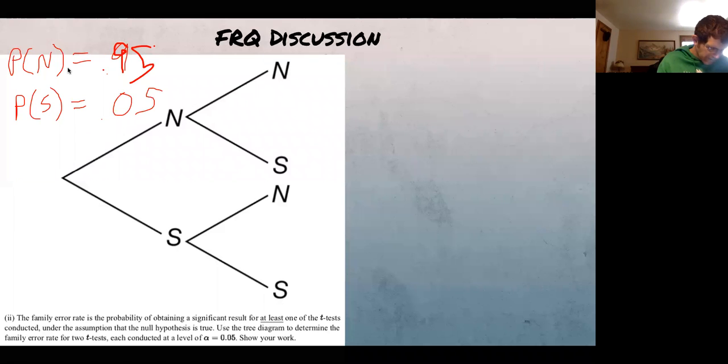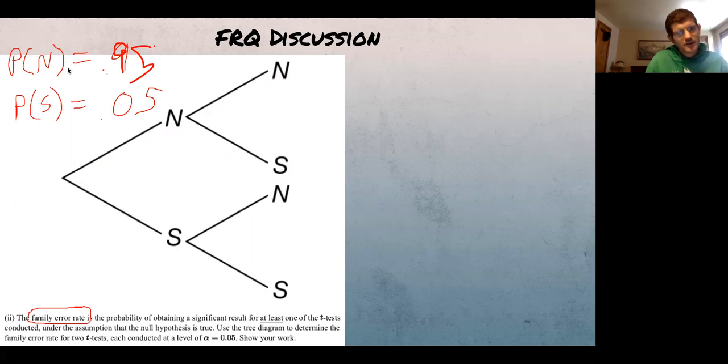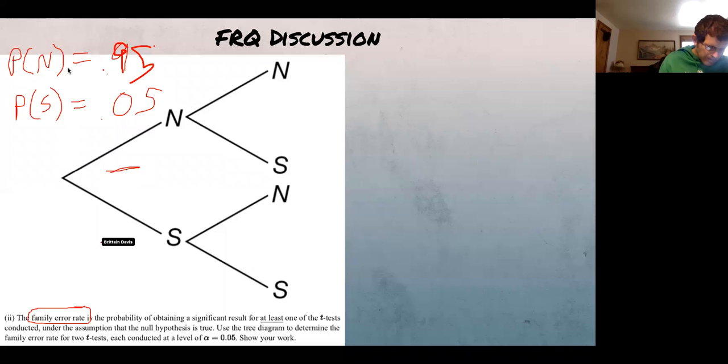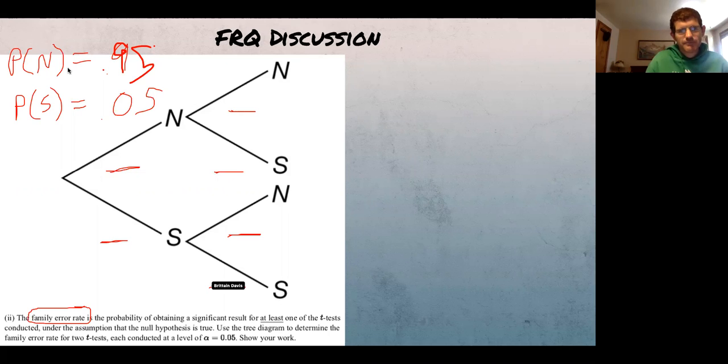And this is something I kind of want you to be aware of. This is something that an investigative task might do, where it gives you a new idea. We've never talked about family error rate, okay? But that's not a problem, because it's really just taking the idea of tree diagrams and conditional probability and putting it into action here in terms of hypothesis testing. So I'm going to put some blanks right here, and I'm going to see if you guys can fill in what are the different probabilities for going down each branch of this diagram.